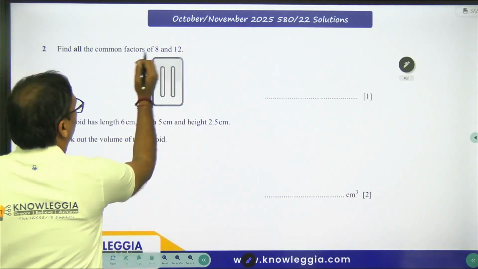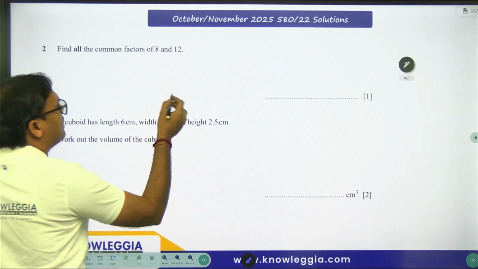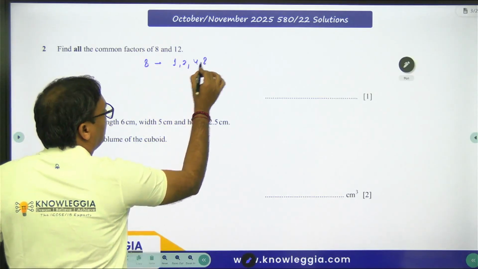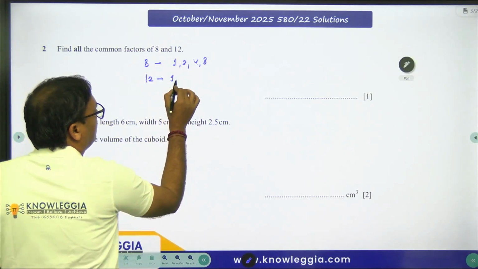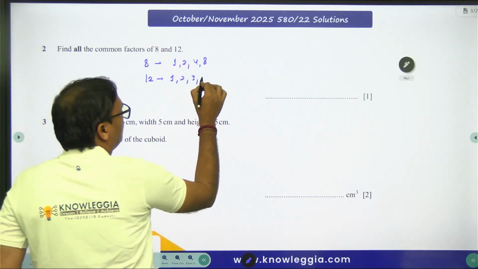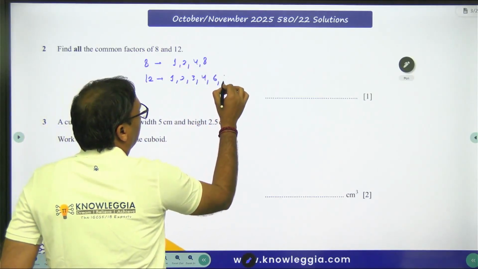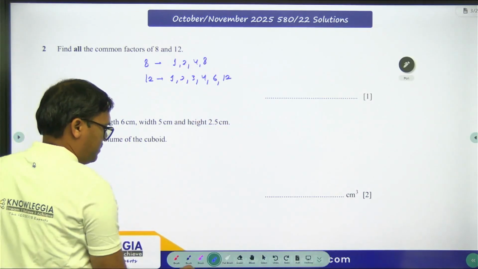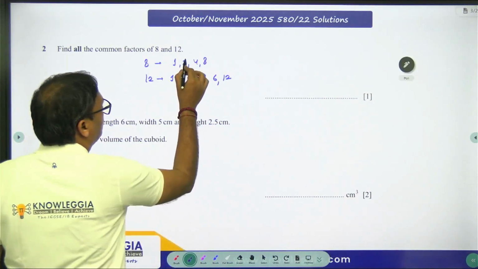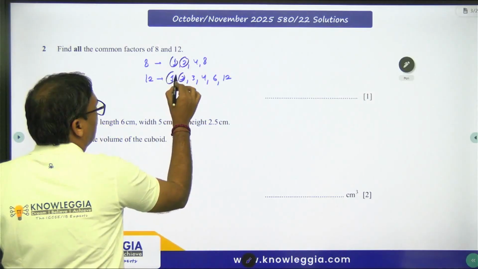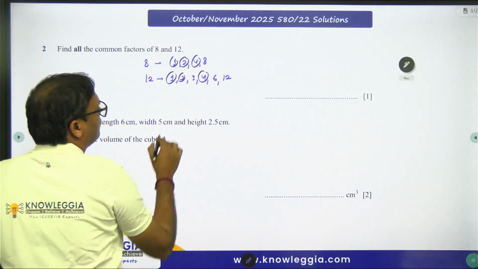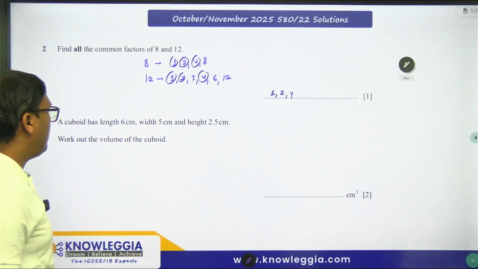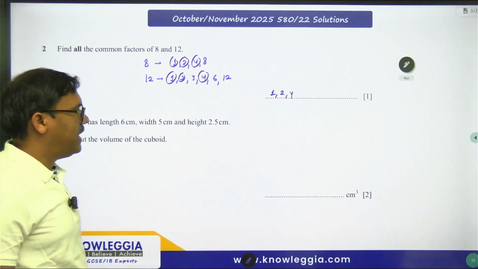The second part is find all the common factors of 8 and 12. So what are the factors of 8? 1, 2, 4, 8. What are the factors of 12? 1, 2, 3, 4, 6, and then 12. These are the factors of 12, right? Now, what are the common factors? You can see the common factors are 1, 2, and 4. So what is the answer? 1, 2, 4.